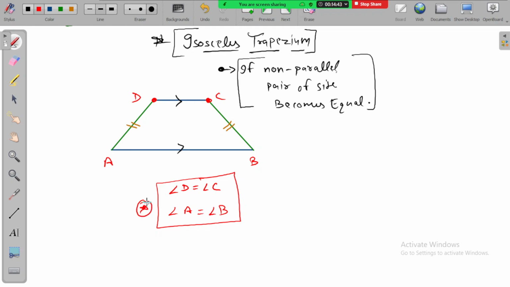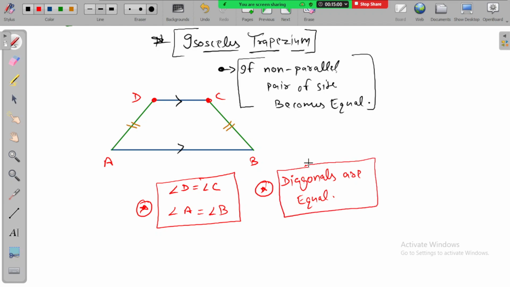And there is one more property on the basis of the diagonal. So the property on the diagonal is what? The diagonals are equal in this isosceles trapezium. Okay? Any confusion out there? No. So how many properties did we get?